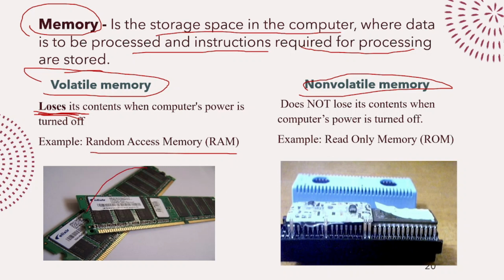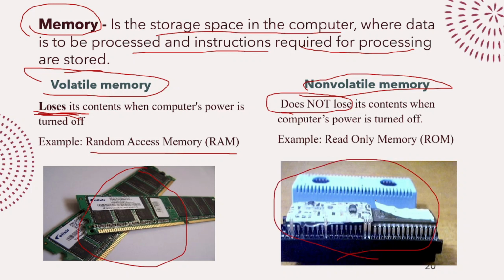So example is what we have is the RAM. So this is an example of RAM. So I think this is DDR4 RAM. So non-volatile means a permanent storage. So it does not lose its contents even when the computer is turned off. So this is an example of a ROM. This one. Your flash drive is also an example of ROM.